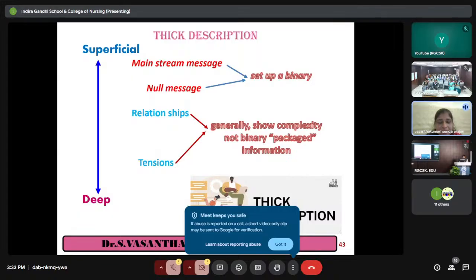So the complexity will be there. It should not be binary packaged information. It should be complex, where the children will try to select. Sometimes girl children are taught to learn cooking. Most of the time, when they learn cooking, they go for the purchase. They know how to select. So these kinds of things should not be fixed. It has to be only a kind of support, and only guidance has to be given.